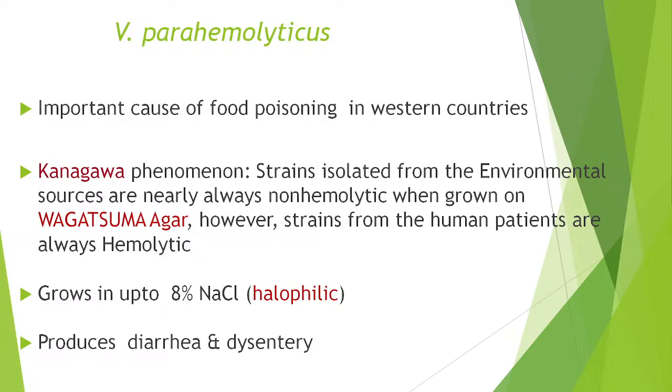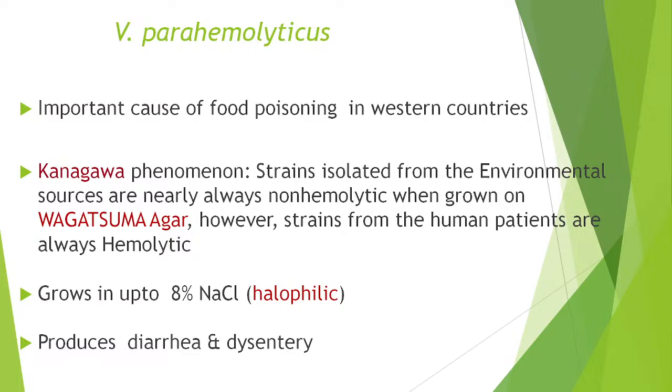So first of them is Vibrio parahaemolyticus. It causes food poisoning. Okay, so it is more of a foodborne illness rather than a waterborne illness. Vibrio parahaemolyticus causes diarrhea and dysentery. Both manifestations can be there, diarrhea as well as dysentery. The severe manifestation is dysentery. How to identify?